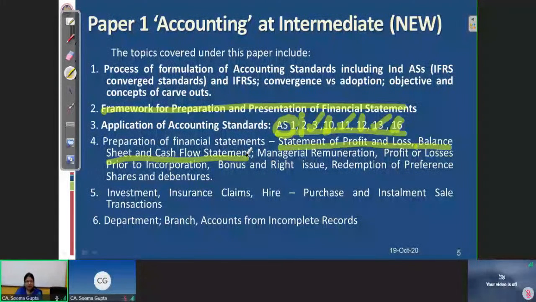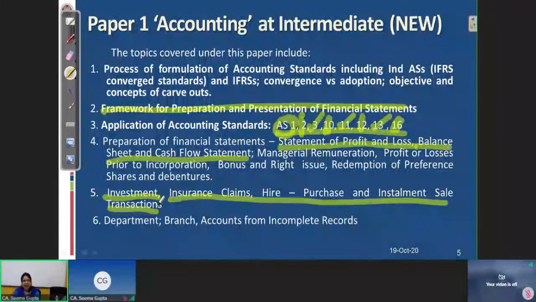Now come to investment. As I have already discussed, the investment chapter is basically a replica of AS 13. Then we have insurance claim, hire purchase, installment sale transactions. Definitely these are separate topics which we have to study, and we have to solve an adequate number of problems from these topics. Then department, branch and accounts from incomplete records. Accounts from incomplete records is basically preparation of financial statements of non-corporate entities.